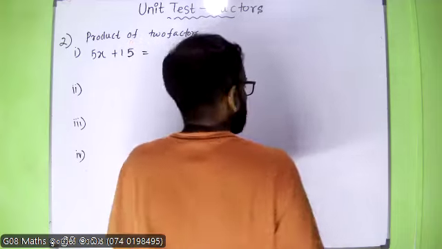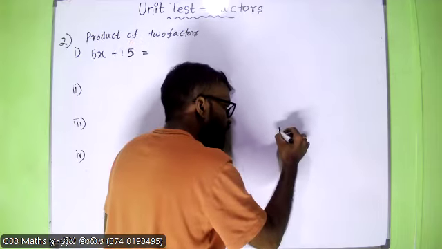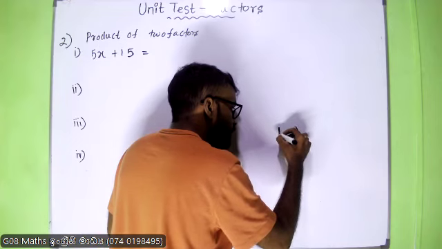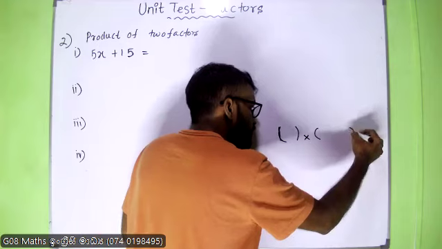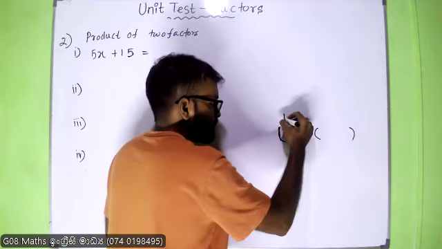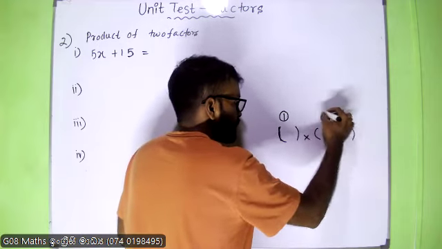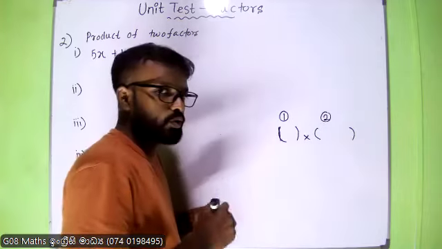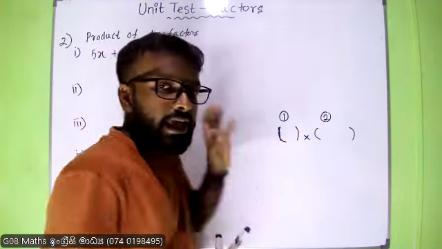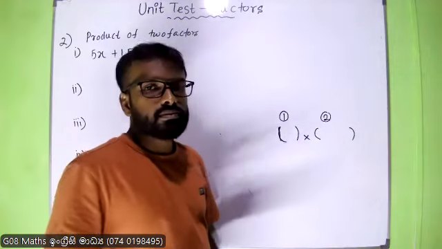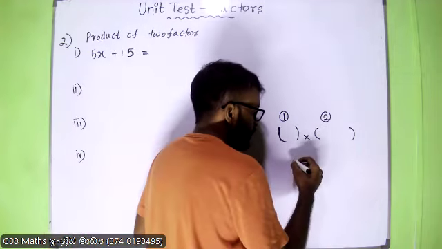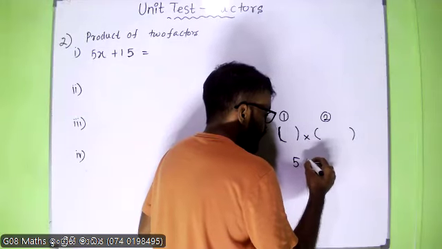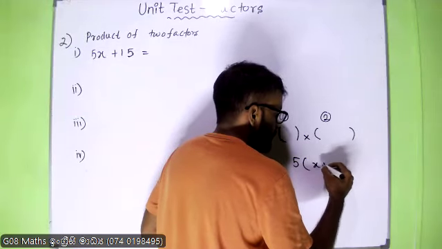It is something like this. Here you have a factor, one factor multiplied by the other factor. This is the first one, this is the second one. First factor, second factor. So you have to convert this expression into this, something like 5 times (x plus 3).